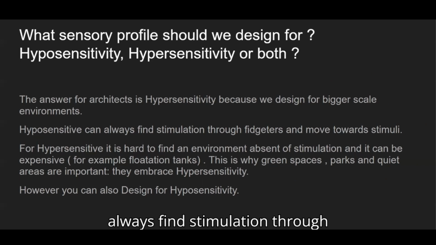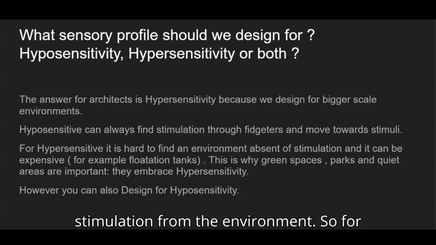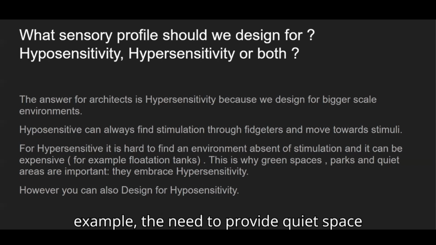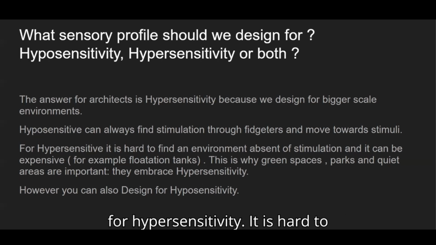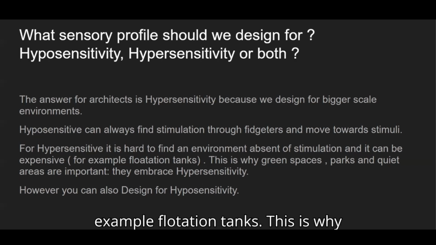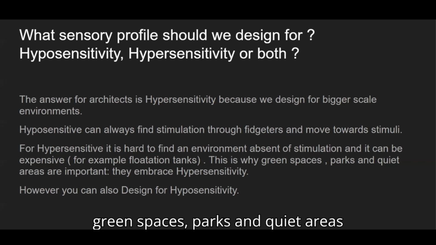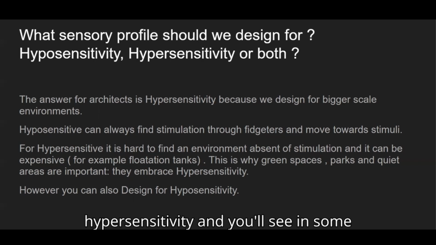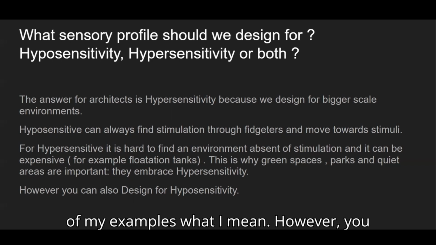Hyposensitivity, on the other hand, can always find stimulation through fidgeters and move towards stimuli. Hypersensitive profiles can't find that stimulation. Therefore, we tend to design for the abstraction of stimulation from the environment. So, for example, the need to provide quiet space. For hypersensitivity, it is hard to find an environment absent of stimulation, and it can be expensive. For example, flotation tanks. This is why green spaces, parks, and quiet areas are important. They embrace hypersensitivity, and you'll see in some of my examples what I mean.